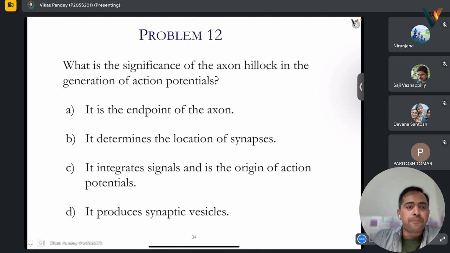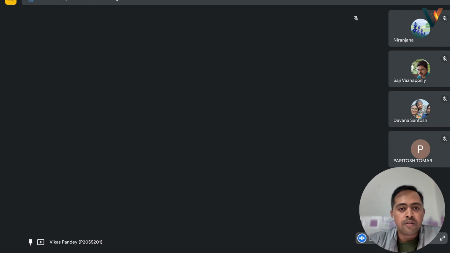What is the significance of the axon hillock in the generation of the action potential? Is it the endpoint of the axon? Does it determine the location of synapses, or does it integrate the signal and serve as the origin of the action potential, or does it produce synaptic vesicles? The answer is C: it integrates signals and is the origin of the action potential.